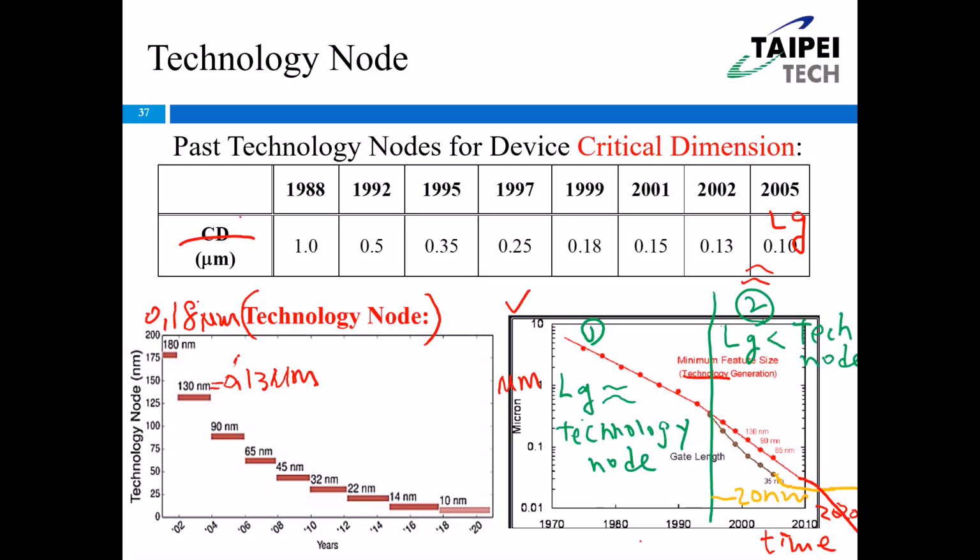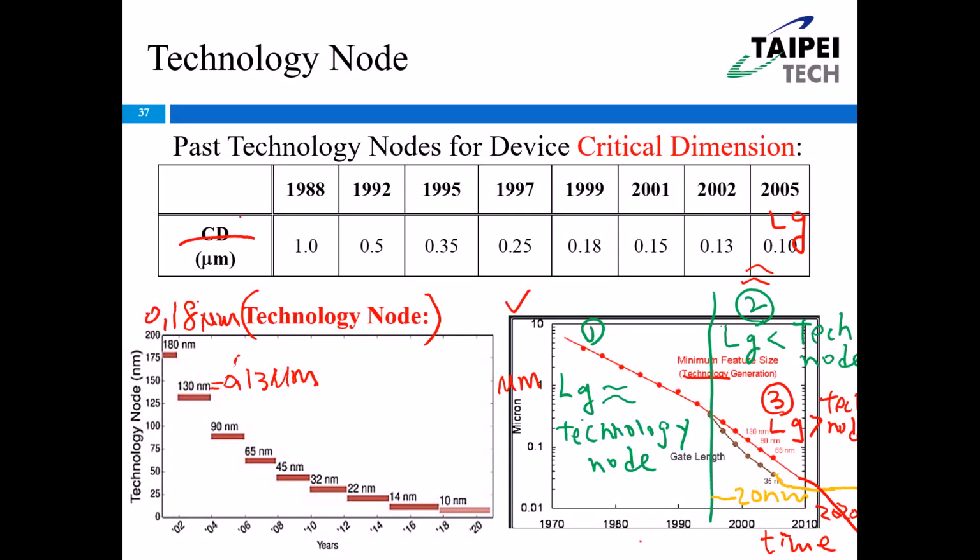smaller. So for the third stage, right now, the gate length is larger than the technology node. Okay. Right now, since the year 2020, 5 or 6 years ago, the gate length just maintains around 20 nanometer. Gate length cannot be smaller.